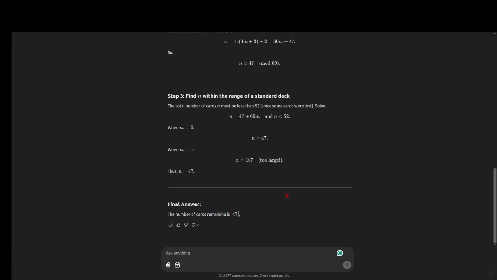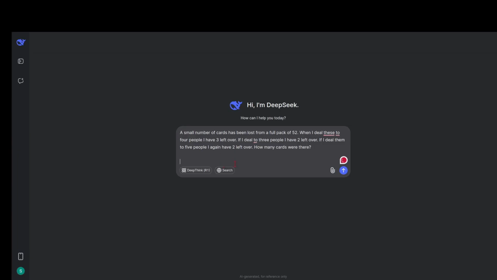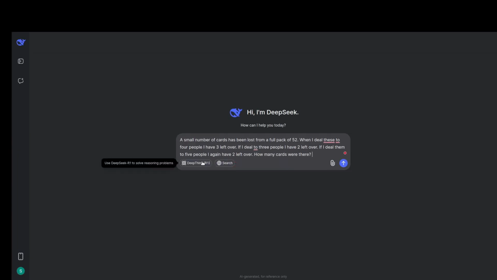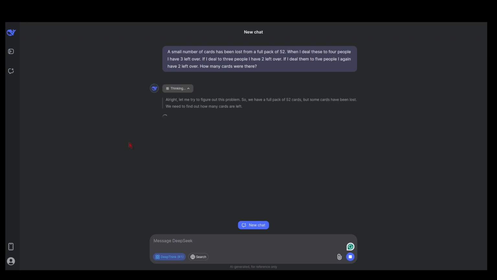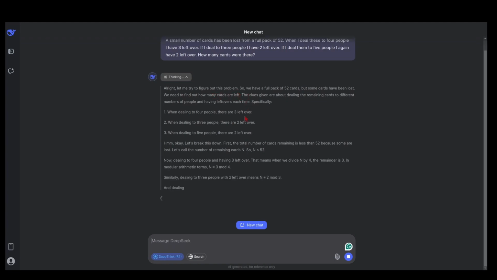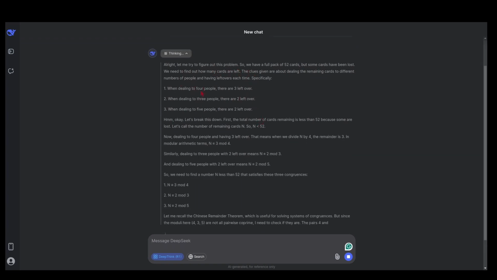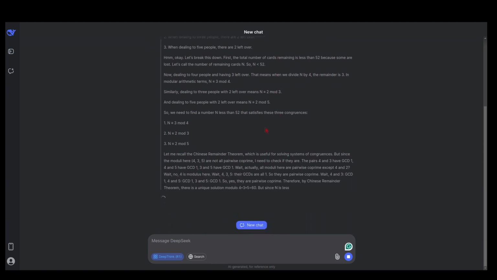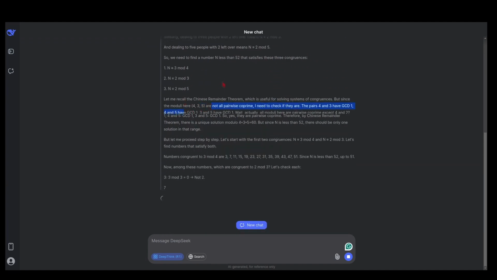We're going to ask the same question to DeepSeek now. So here I have it. I'm going to run it without enabling the deep thinking mode. I'm just going to ask the same question and find out how it goes. Thinking: all right, let me try to figure out this problem. So we have a full pack of 52 cards, but some cards have been lost. We need to find out how many cards are left. It's just repeating the problem. When dealing with 4, there are 3 left. When dealing with 3 people, there are 2 left. When dealing with 5, there are 2 left. That's all fine. Let me recall the Chinese remainder theorem.